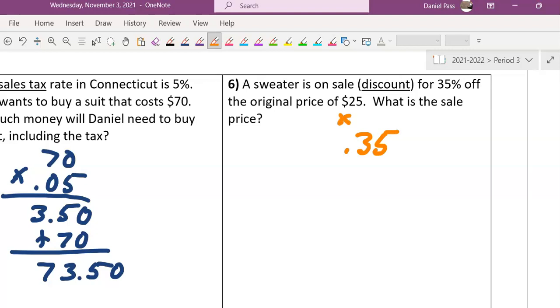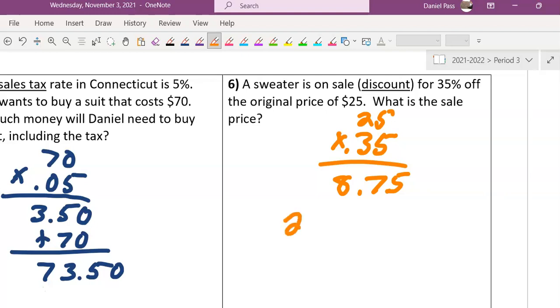Oops, I put that in the wrong spot. Okay, so $25 times 0.35. I got 8.75. Did you have to round? No. Okay, 8.75. And then I subtracted 8.75 by 25.